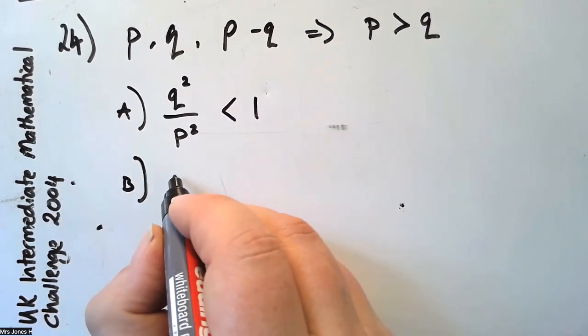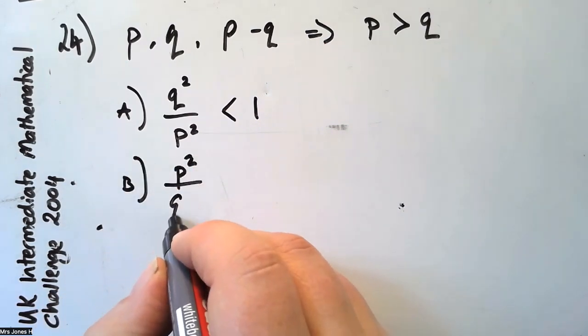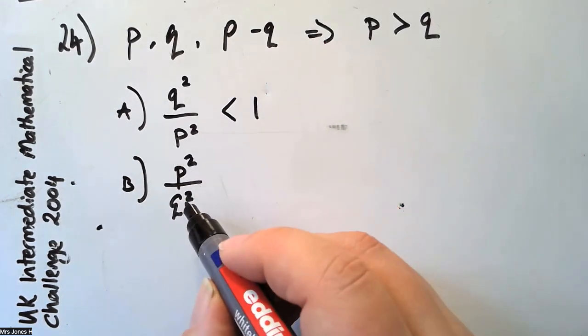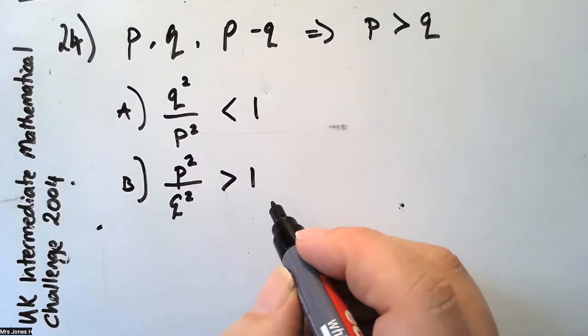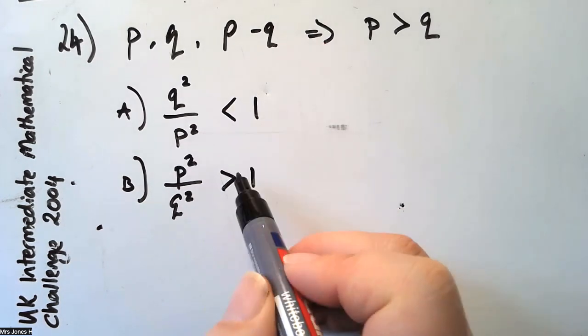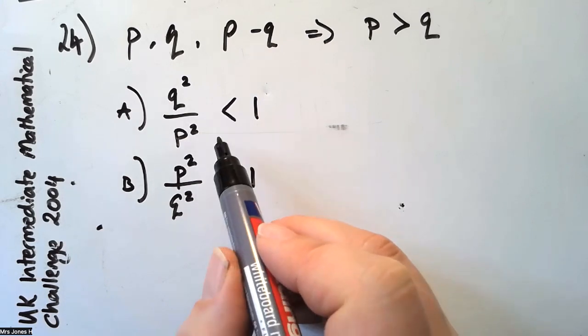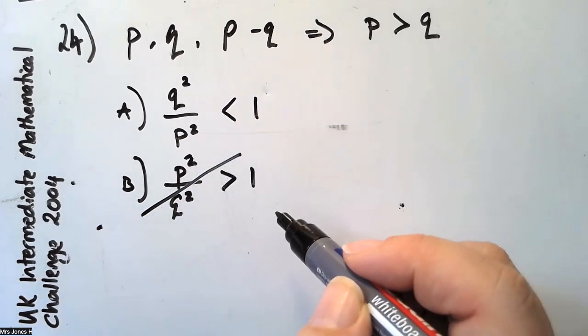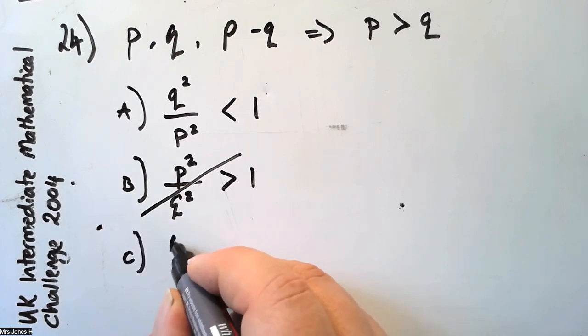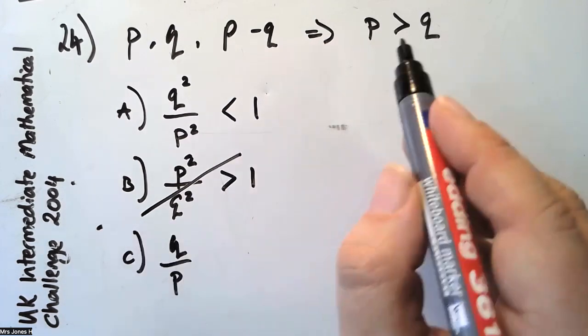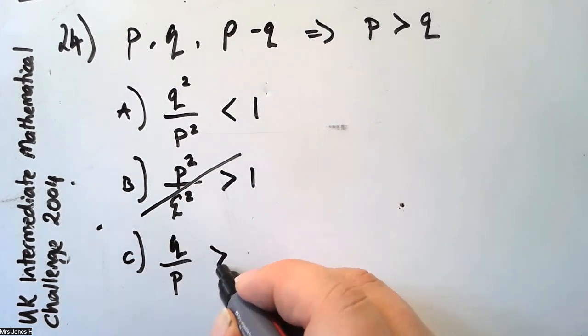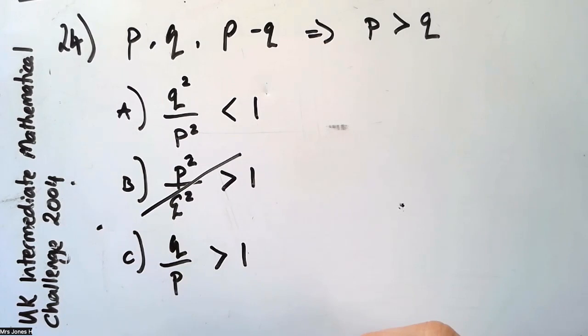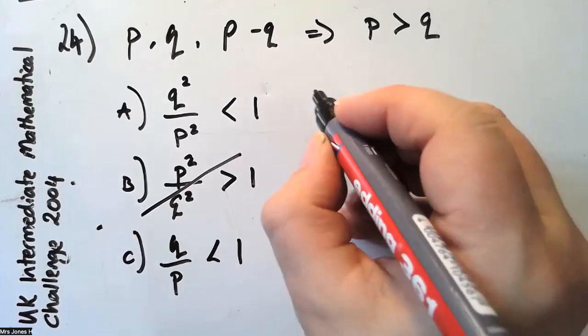B. P squared over Q squared. Well, this P is larger, Q is smaller, therefore this has to be greater than 1. Therefore, if we're looking for the least, then B is greater than A, so it won't be B. Go to C next. Q over P. Q is less than P, so therefore this is going to be greater than 1 as well. Q is less than P, sorry, other way around. This is going to be less than 1. So we're not sure which way yet.